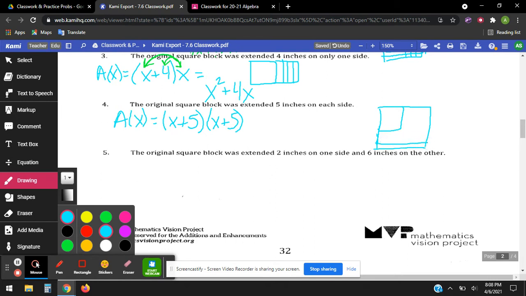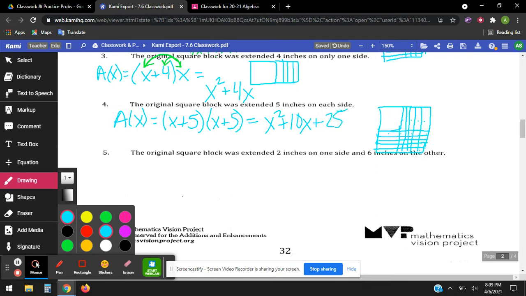So 1, 2, 3, 4. Let's see if we can get one more down here. 5. 1, 2, 3, 4, 5. I had plenty on that side, huh? So that equals x squared plus 1, 2, 3, 4, 5, 6, 7, 8, 9, 10, 10 x's plus, I have 5 across and 5 down.